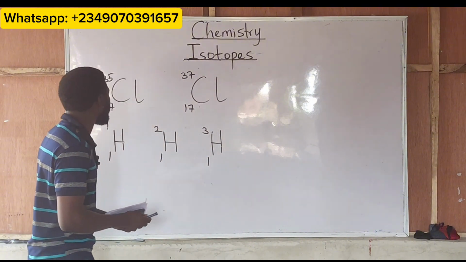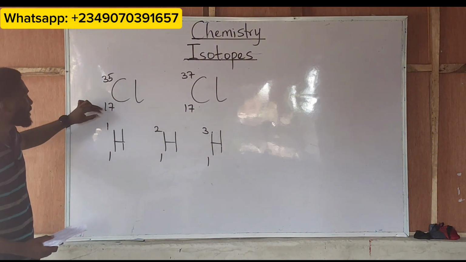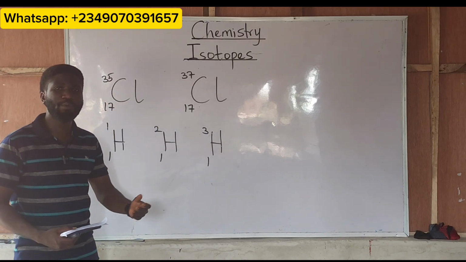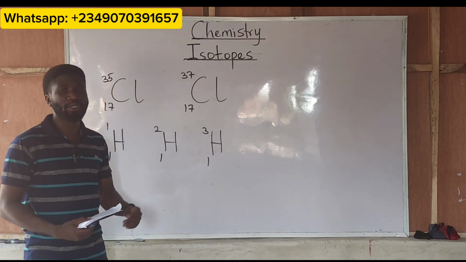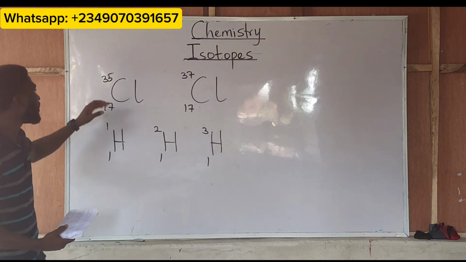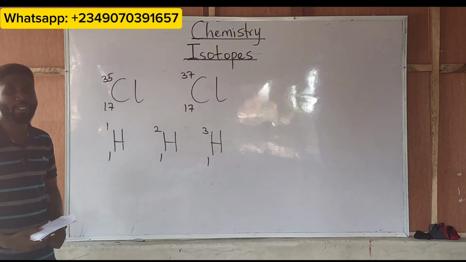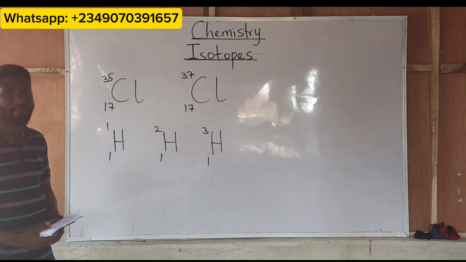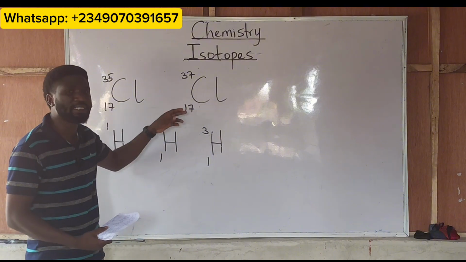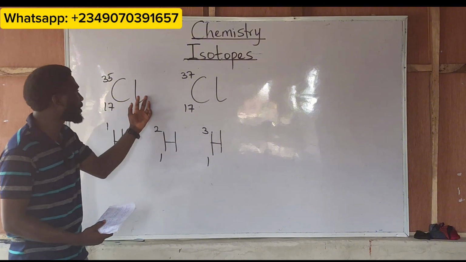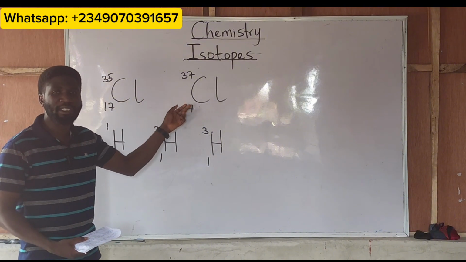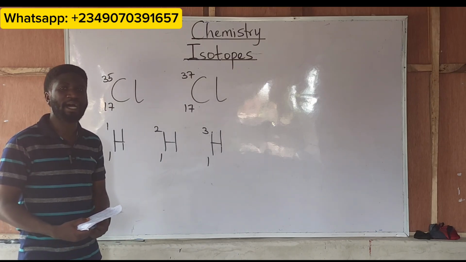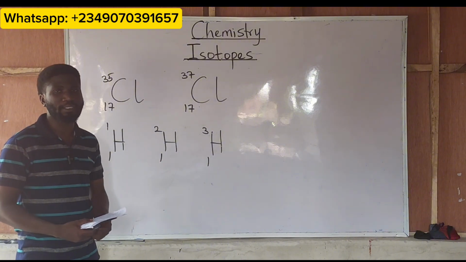Like we have here for chlorine. Here is 17, here is 35, here is 17, here is 37. And by now we know how to calculate neutrons. In order for us to calculate neutrons, it is mass number minus the atomic number. So getting the number of neutrons here, 35 minus 17, it is 18. And here 37 minus 17, this will give us 20. So that shows that they have different number of neutrons. This is the reason why isotopes of an element have different physical properties.